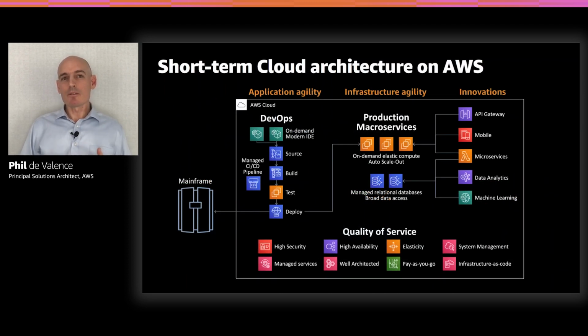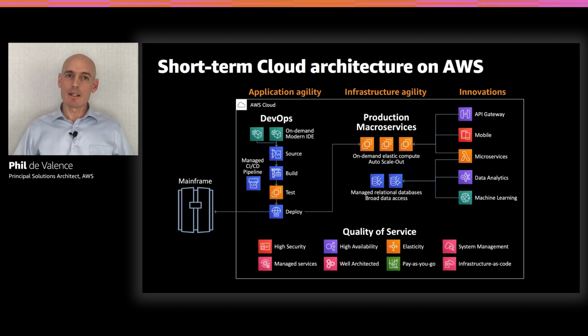All right, the migration phase is not only a quick migration, but also a modernization in many areas. Let's look at the resulting architecture on AWS. This is what it looks like in the short term. You can see on the left-hand side the CI/CD pipeline, which follows DevOps best practices. It includes on-demand development environments, source control, and pipelines for automated build, test, and deployment. You notice in the center the macroservices which are deployed on elastic compute and managed relational databases. You can see on the right-hand side that innovations can immediately access the macroservices. They can access the macroservices business functions directly or the data directly.